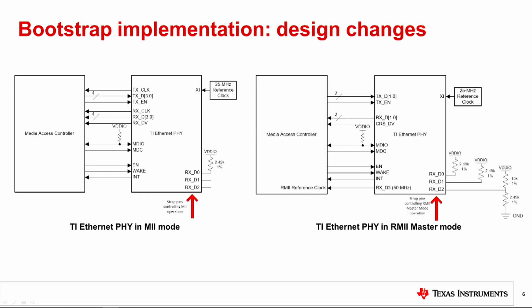While setting bootstraps for different modes, the functionality of the pins may change, which in turn will require a hardware design change. Note the difference in strap configurations and functional modes between a TI PHY in MII mode and RMII master mode. In RMII master mode, the PHY supplies a 50 MHz clock to the MAC through pin RxD3. This is not the case in MII mode. The RxD3 pin is an input to the MAC, and you will need to adjust your design accordingly when switching between modes.